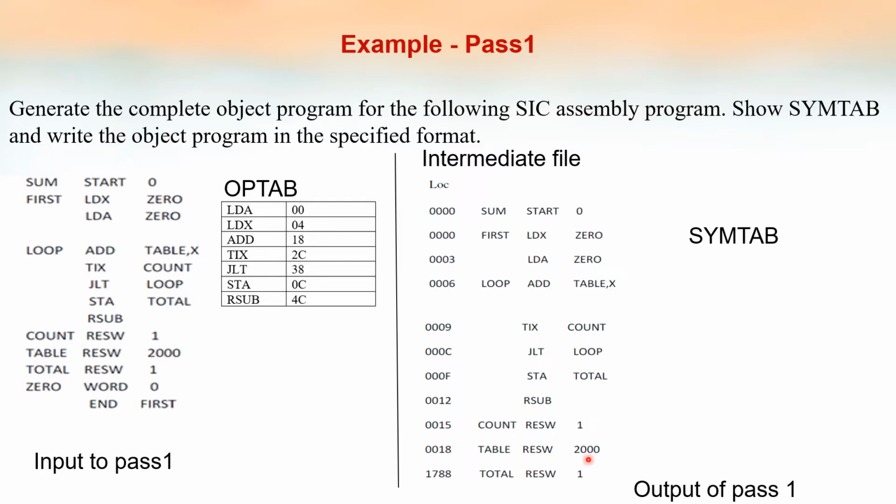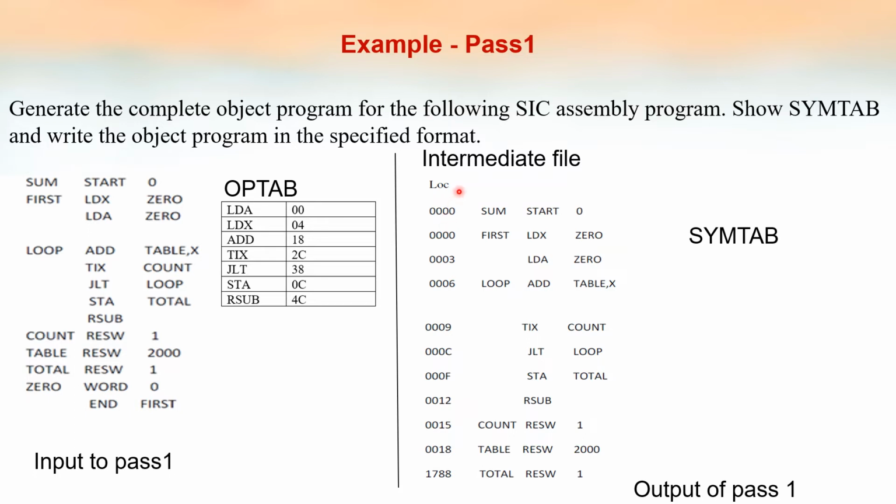Then here we see RESW 2000. 2000 words we have to reserve, which means how many bytes? 2000 into 3 bytes, that is 6000 bytes it has to reserve. So 6000 we have to add with this 18, the current location counter value, to get the address of the next instruction. While adding, this is a hexadecimal number, so the 6000 we have to convert into hexadecimal and then add. Then we will get this 1788. Like this we will assign addresses to all the lines in the program. So that is one thing done in pass 1.